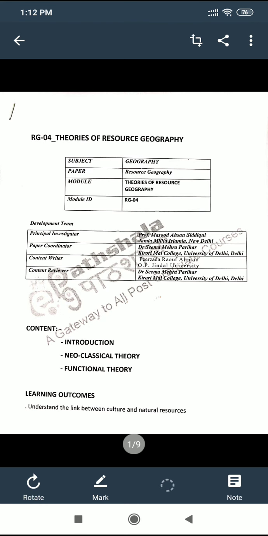Good morning. Today's topic is theories of resource geography. Today we will study the introductory part of the theories of resource geography.